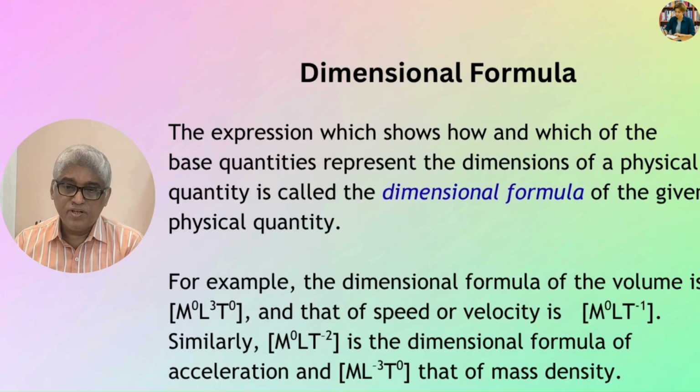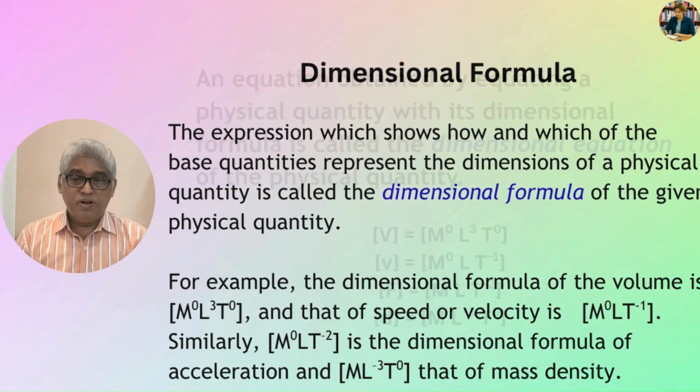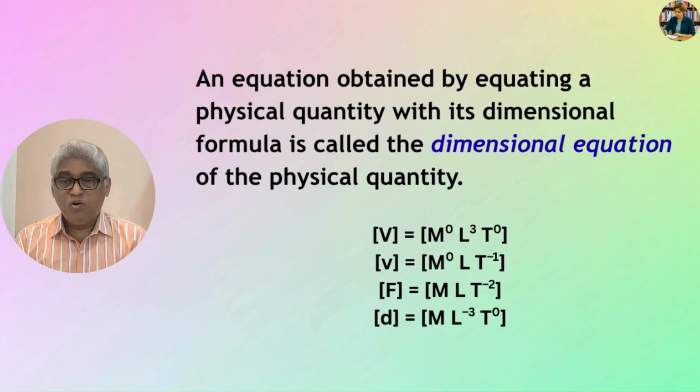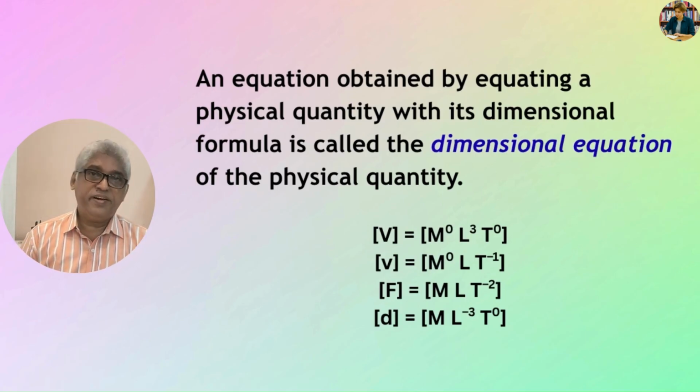Now, look at the board. An equation obtained by equating a physical quantity with its dimensional formula is called the dimensional equation of the physical quantity. Look at this: on the left hand side we write the physical quantity, and on the right side we write the dimensions. So M raised to 0, L cube, T raised to 0. Just now we have said this for velocity, force, or density.